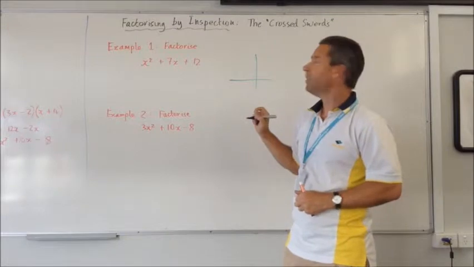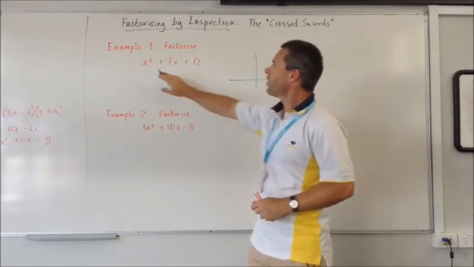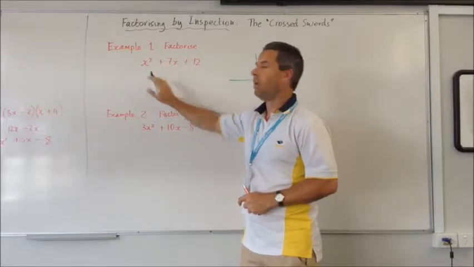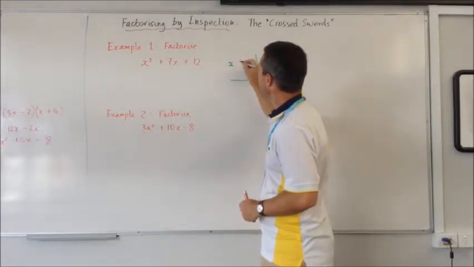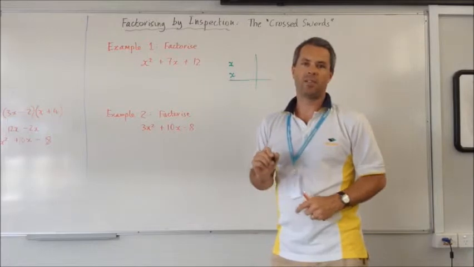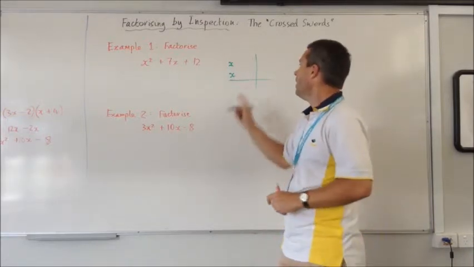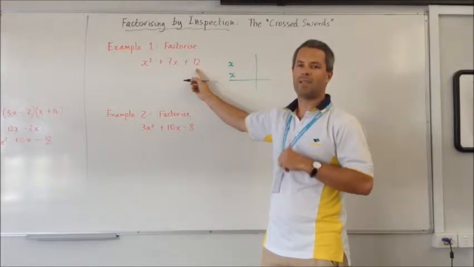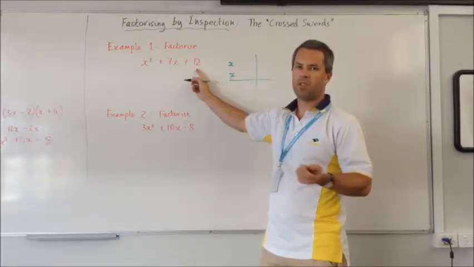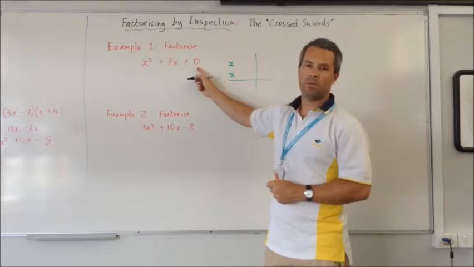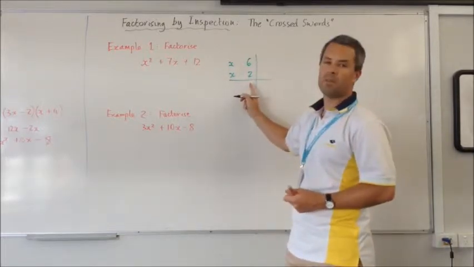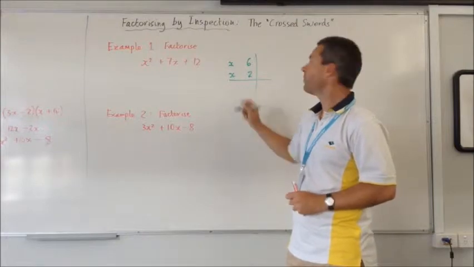And in this grid, in the first column, we're going to put factors that multiply to give x squared. And the only two things that can multiply to give x squared are x and x. In our second column, we're going to look for factors of the last number. Now we're just going to try a couple of factors. So factors of 12, 6 and 2, we could try 6 and 2. 6 times 2 gives 12.